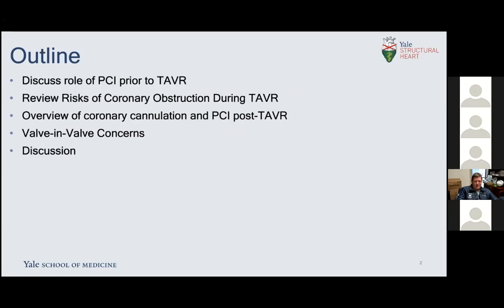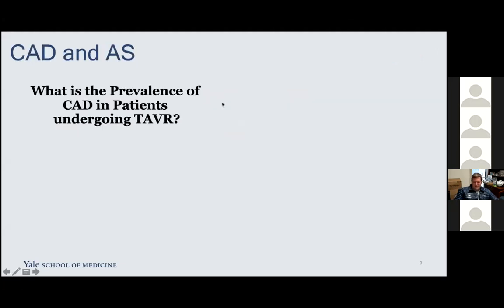We already talked a little bit about this outline here, and so we'll start here. And really, the question of what is the prevalence of coronary artery disease in patients undergoing TAVR, and this really strongly depends on what patient population you are looking at.